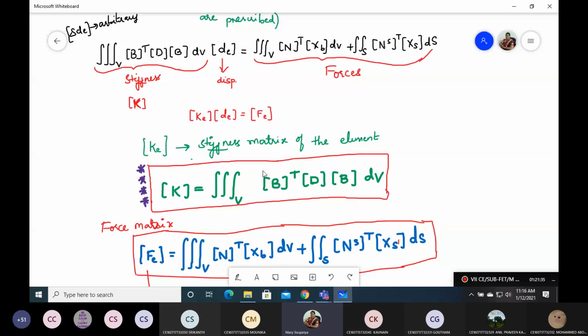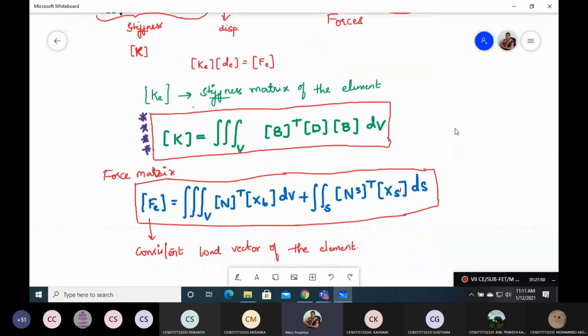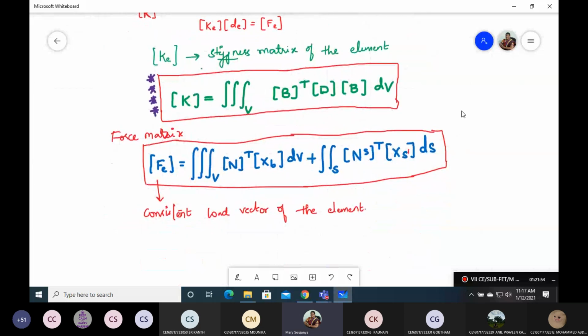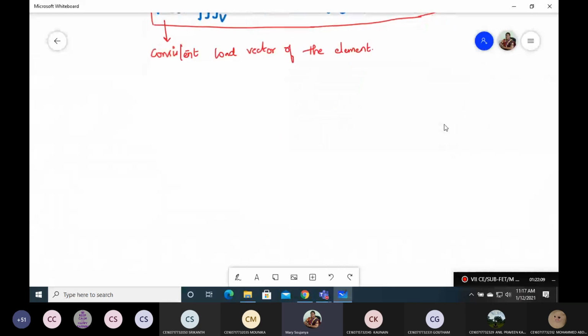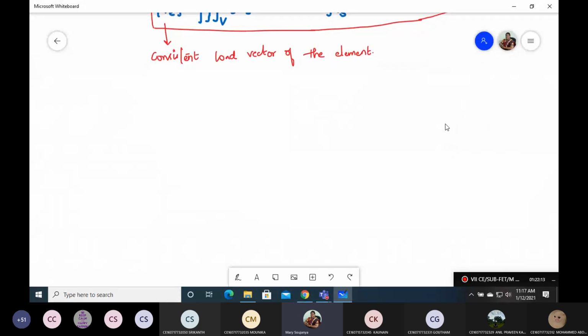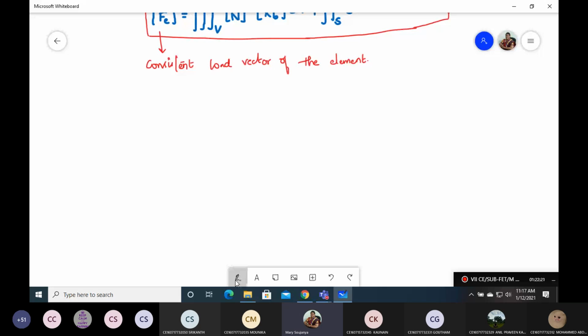Next point. Once the basic unknowns are known, then the displacement at any point can be obtained by the equation u is equal to N into d^e.